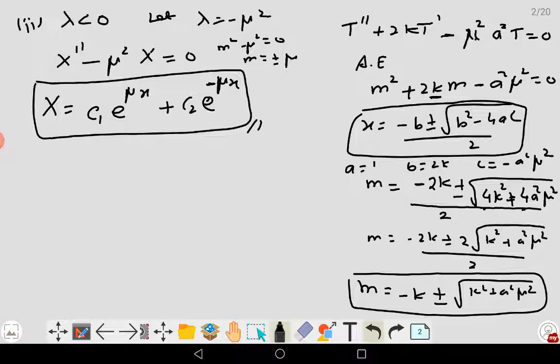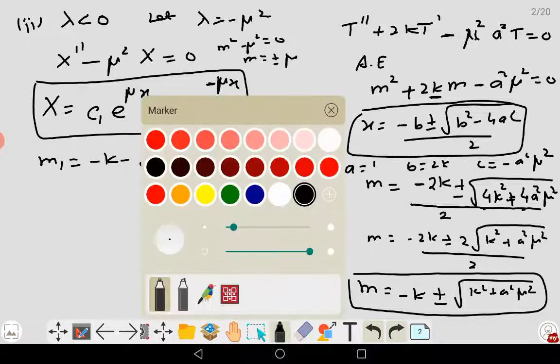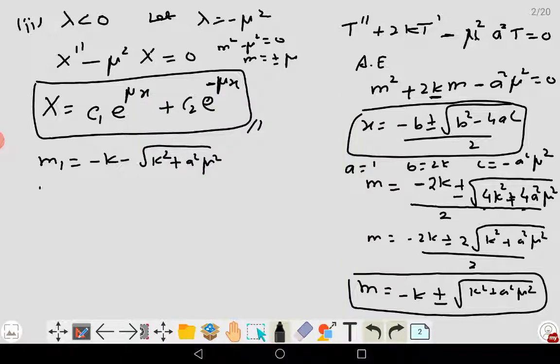m1 I am writing here. m1 is minus k minus root of k square plus alpha square mu square. They are not complex roots, they are real roots, right? As there is no negative term inside the square root. So what is m2? Minus k plus the square root of k square plus alpha square mu square.